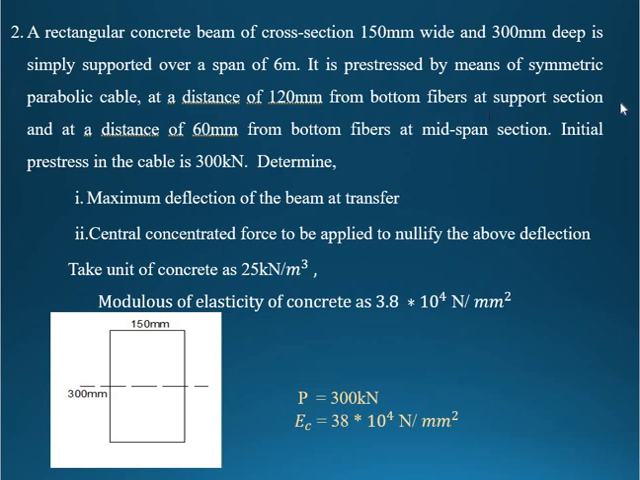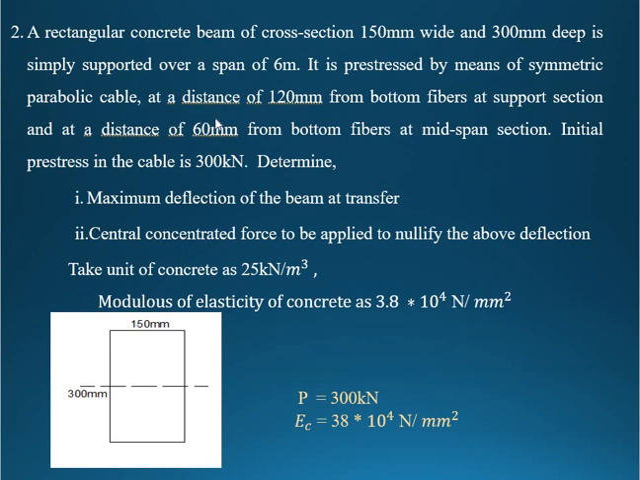and at a distance of 60 mm from the bottom fiber at mid-span section. Initial pre-stress in the cable is 300 kN. Determine the maximum deflection of the beam at transfer. Central concentrated force to be applied to nullify the above deflection. Take unit weight of concrete as 25 kN per meter cube. Modulus of elasticity of concrete is 3.8 into 10 power 4 Newton per mm square.